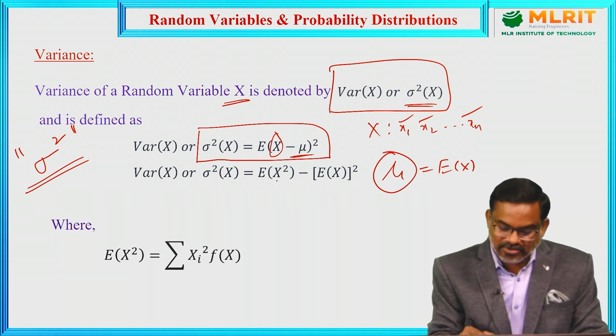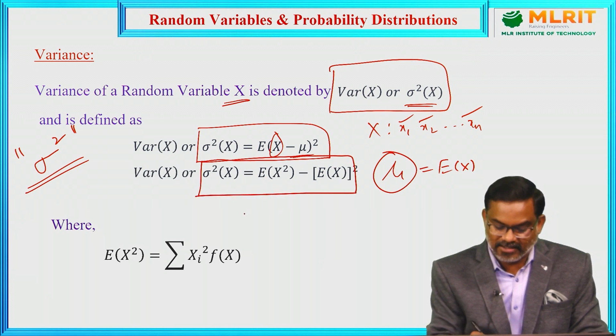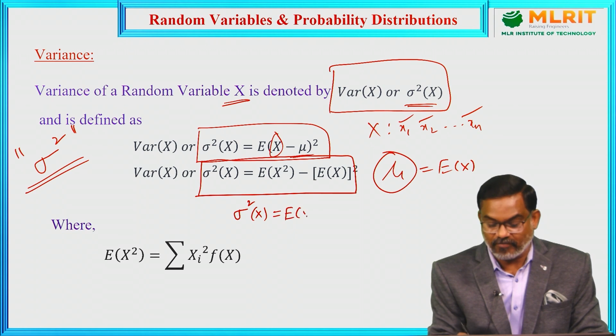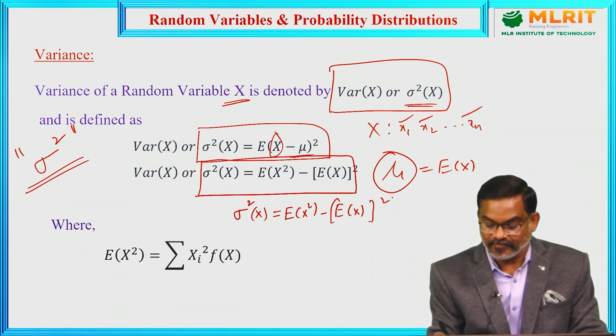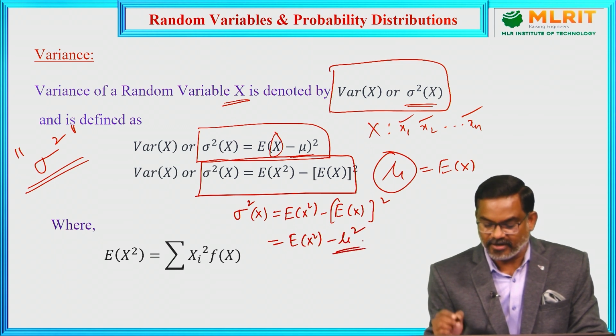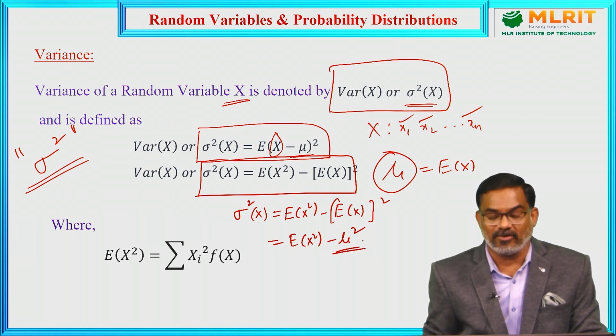And we can use a standard formula. The above formula can be written as sigma square of x is expectation of x square minus expectation of x whole square, which is expectation of x square minus mu square, where this mu is the mean or expected value of x.